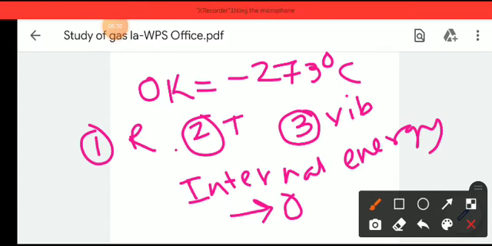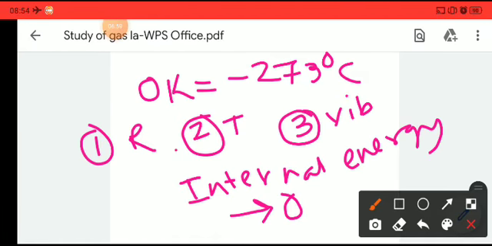So I'm repeating myself. What is absolute zero? Absolute zero is 0 Kelvin. At that temperature, this is the lowest temperature possible, and it is almost impossible for scientists till now to achieve it. And at this temperature, the internal energy is almost minimum, almost tends to zero.